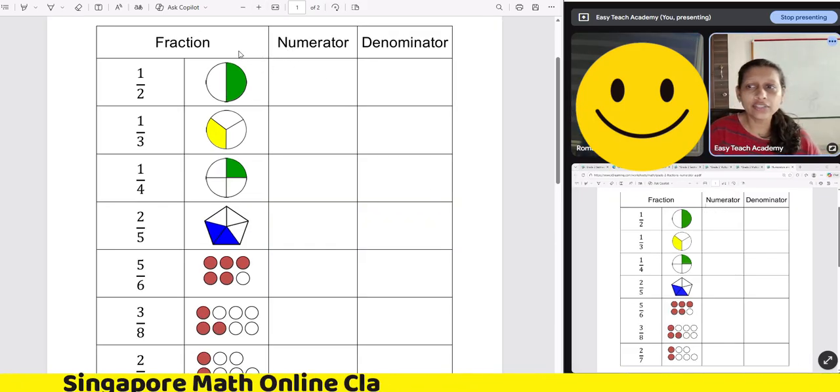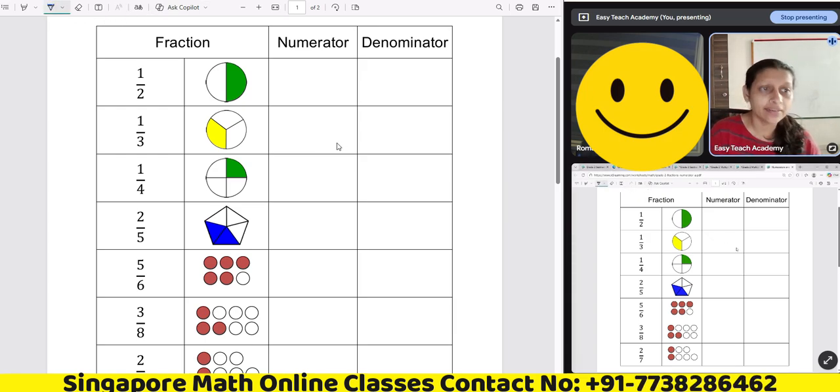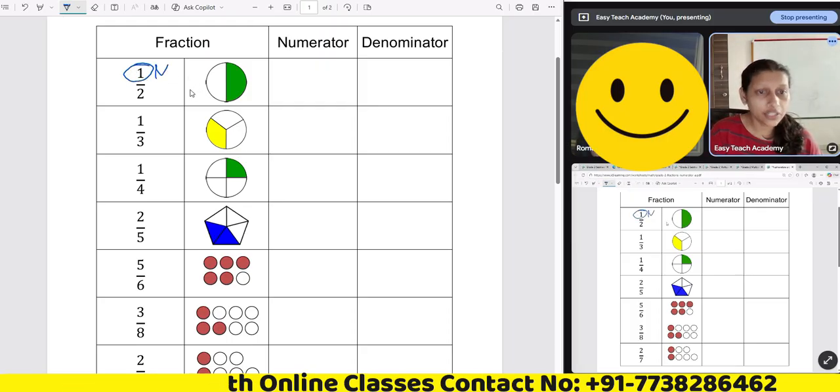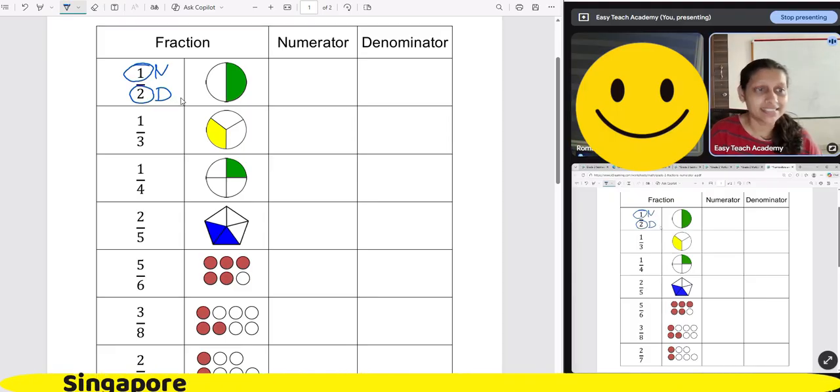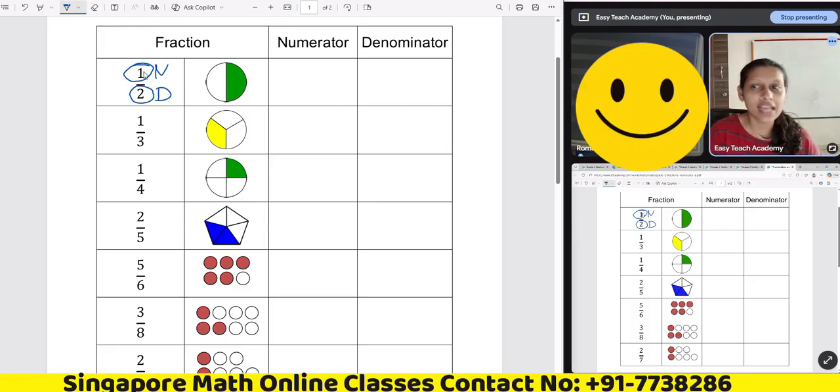Now see dear, do you remember last time I told you what is the numerator and what is the denominator? Whenever you see the upper number, this is called the numerator. And the downward number is what? The denominator. Say with me. What is the upper number? Numerator.